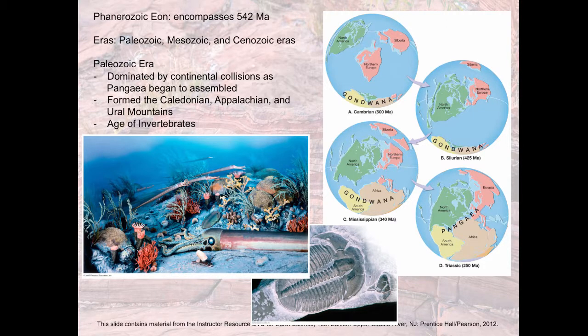All right, so now we're going to go quickly through the modern, the post-Precambrian, or the period of Earth history that encompasses roughly the last 500 million years. The Phanerozoic is the age of life. It's dominated paleogeographically by continental collisions. Pangaea was assembled. Some significant mountain belts on the surface of the Earth, the Caledonian, the Appalachian, the Ural Mountains, were initiated in the Paleozoic, which is the first era of the Phanerozoic eon.